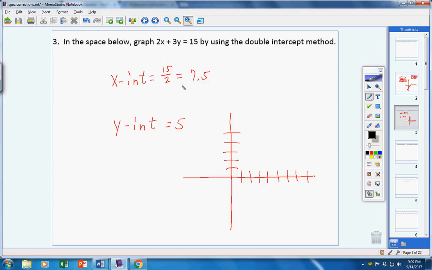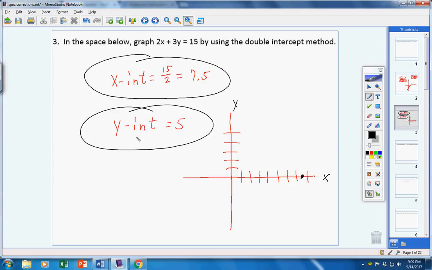Andy, you did the difficult stuff here. Once you found these intercepts, all that you had to do was go to the x-intercept, or the x-axis at 7.5, 1, 2, 3, 4, 5, 6, 7.5, and go to the y-axis at 5, 1, 2, 3, 4, 5, and then simply connect those 2 points. That's all you had to do. Okay? That's it.